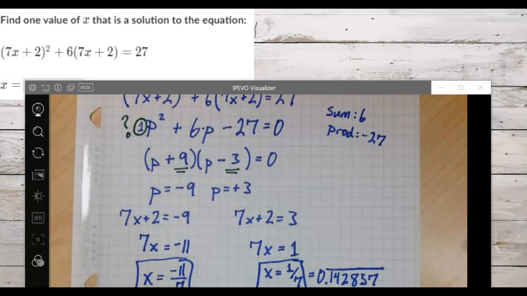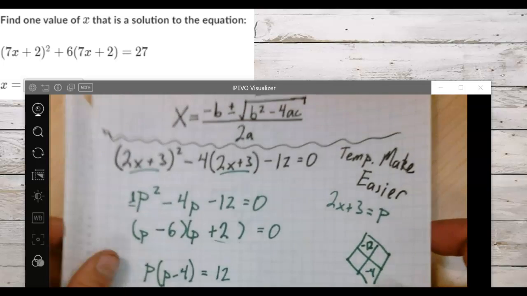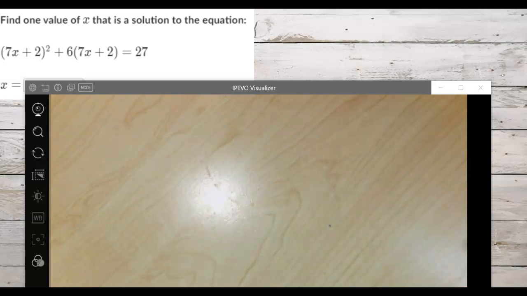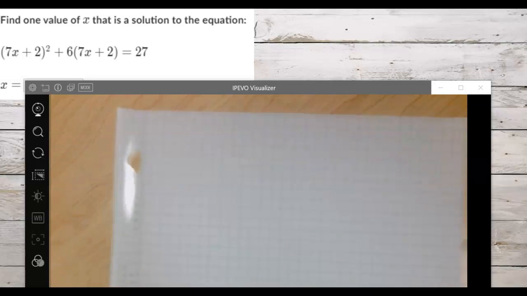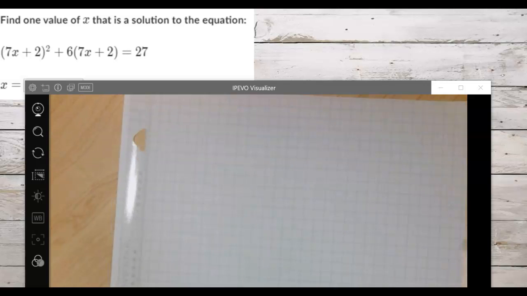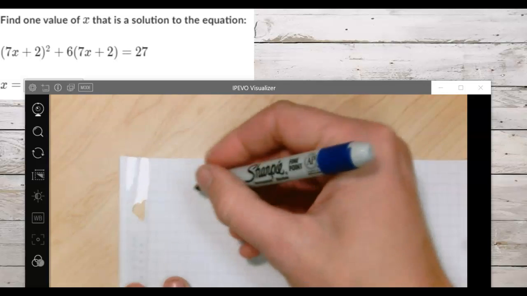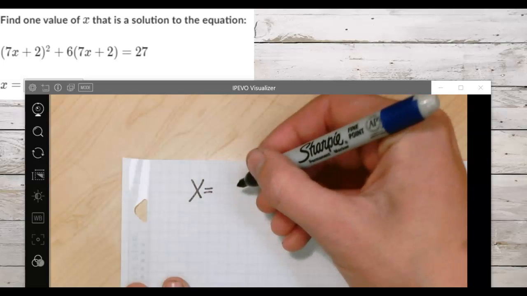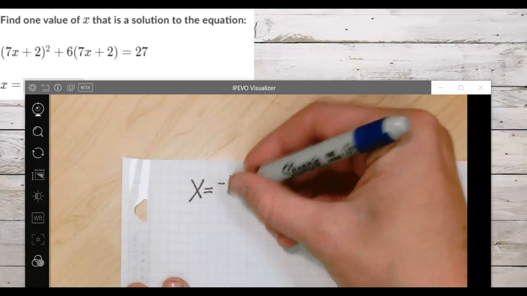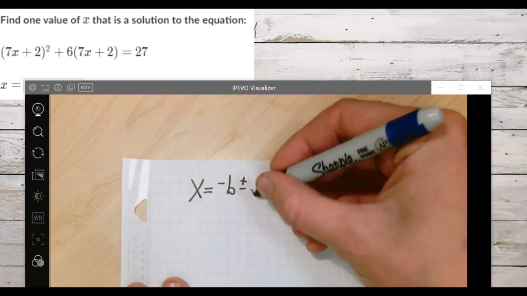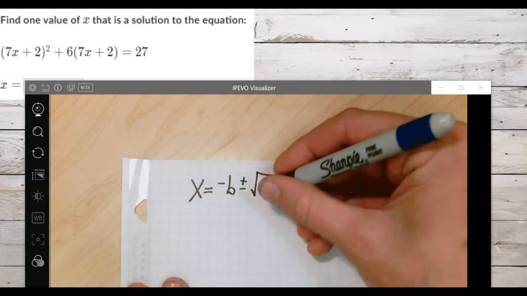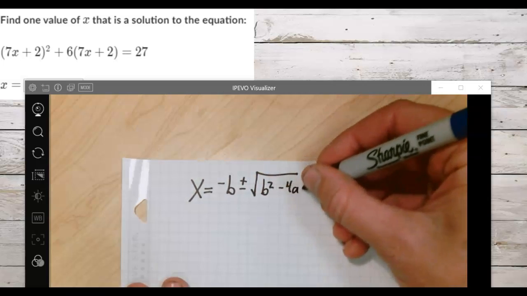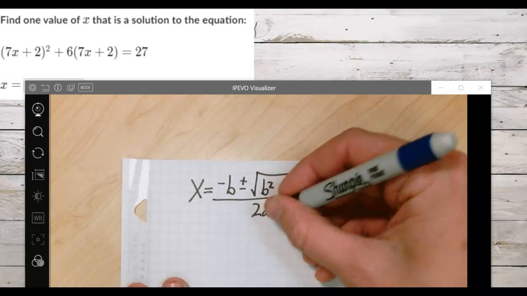You gotta sing it. Well, then we gotta use what formula, class? Here, let's sing it together. All right, so x equals what? Plus or minus the square root of b squared minus 4ac over 2a.